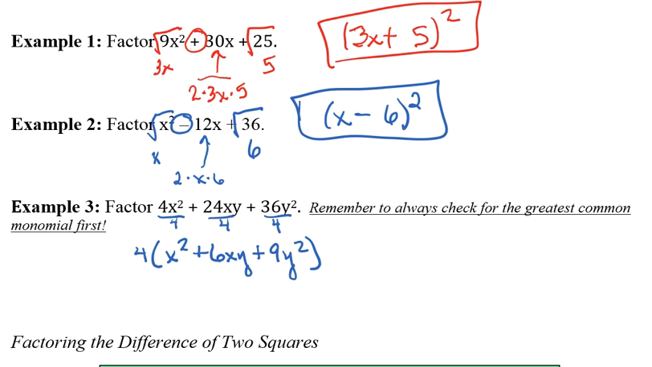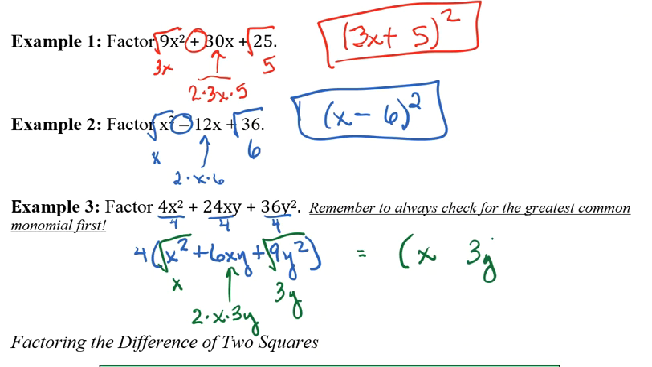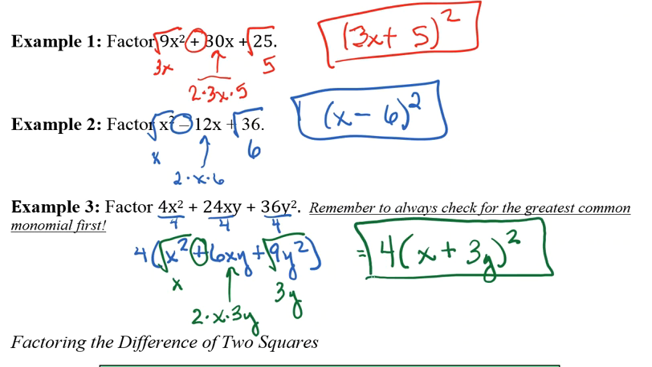Now I'm going to see if it's a perfect square trinomial. Square root of x squared is x. Square root of 9y squared, square root of 9 is 3. Square root of y squared is y. Checking the middle, 2 times x times 3y. 2 times 3 is 6xy. It does match. So my first term is x. My second term is 3y. And my middle sign is the plus, and I can't forget that I took out the 4 in the beginning. So this is my answer.